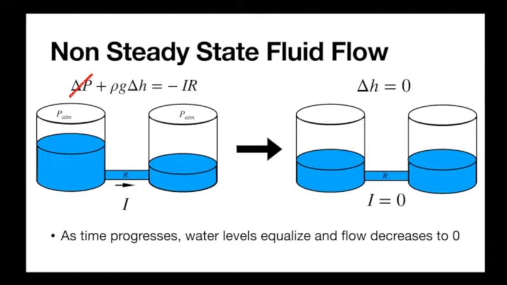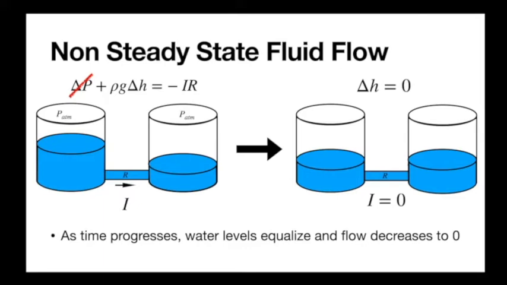So looking at our first equation here, delta P is still 0 because the tops of the fluid columns are still both at PATM. So our delta P is 0. Our delta H has gone to 0 because they're at the same height. And so our current must also be 0.